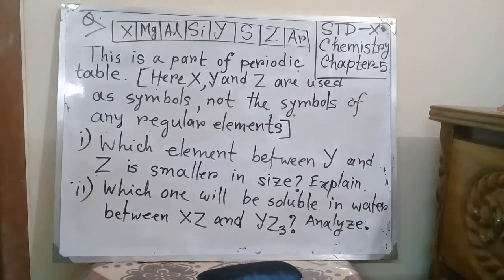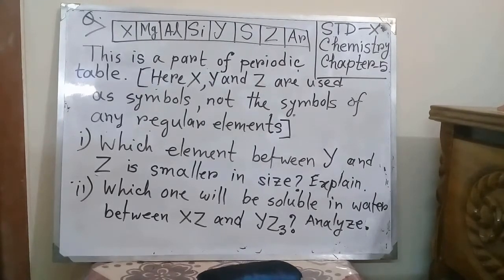Today we are going to discuss chapter 5 chemistry. I have written a question on the board. You can see, first, I have drawn a part of the periodic table and there are a few symbols: X, magnesium, aluminium, silicon, then Y, then S, then Z. The last one is argon. This is a part of the periodic table. Here X, Y and Z are used as symbols, not the symbols of any regular elements.